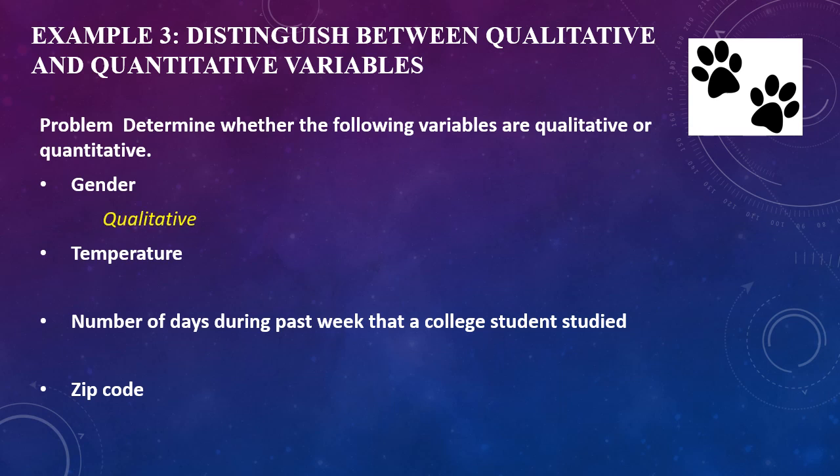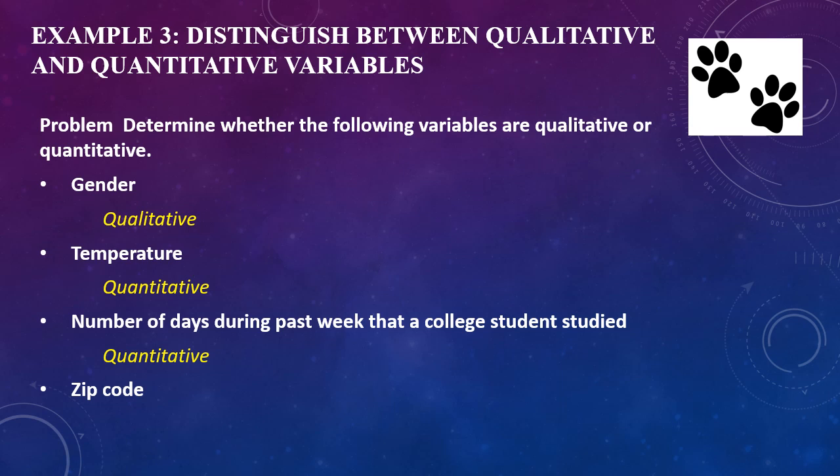So the first one is gender. Of course, this is qualitative. There are no numbers involved. The second one, temperature, does involve numbers, and numbers that can be added and subtracted, etc., to make some meaningful inferences. The number of days during the past week that a college student studied, these can also be added or subtracted and combined in a quantitative way, a numerical way.